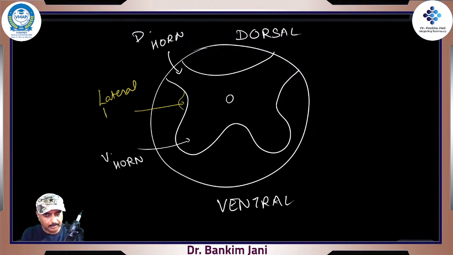Lateral horn. But to avoid confusion, right now we are not discussing the lateral horn. We'll discuss it when we talk about sympathetic, parasympathetic, and synaptic transmission in detail. At that point, we'll pick it up. But right now, dorsal and ventral horn.